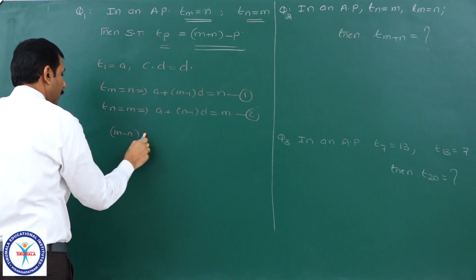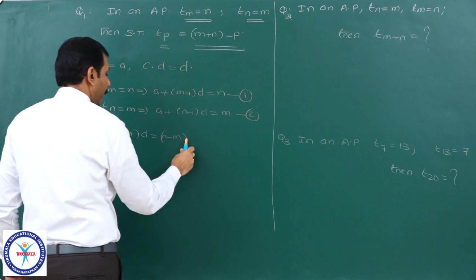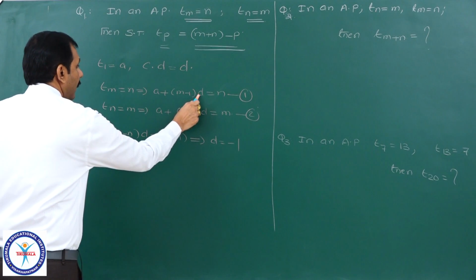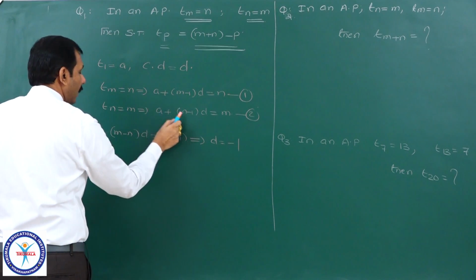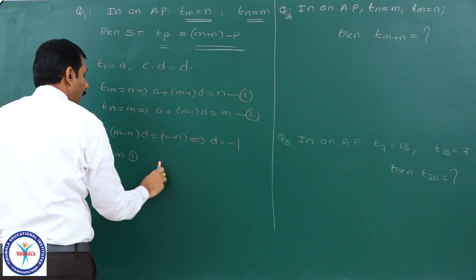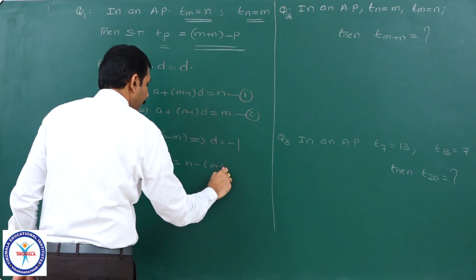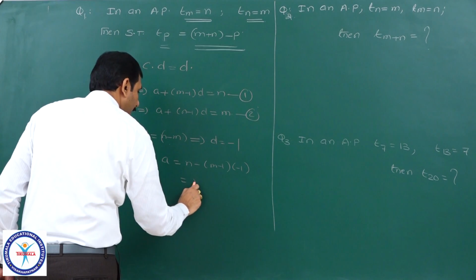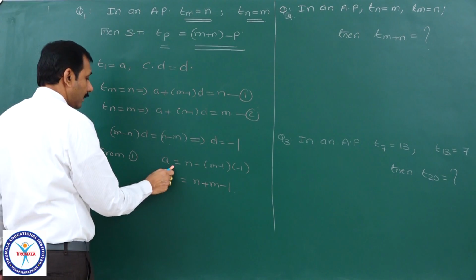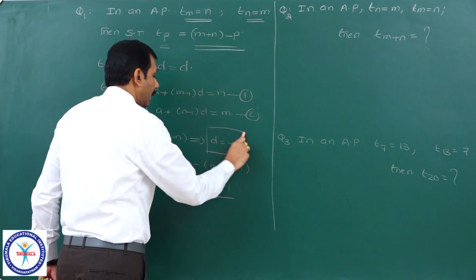(m minus n) into D is equal to n minus m. Therefore, here m minus n and here n minus m means D equal to minus 1, I got. And D equal to minus 1, from 1 I will write A is equal to n minus (m minus 1) into d, where d is minus 1. It is equal to n plus m minus 1. Therefore, now I know the first term is n plus m minus 1 and common difference d equal to minus 1.